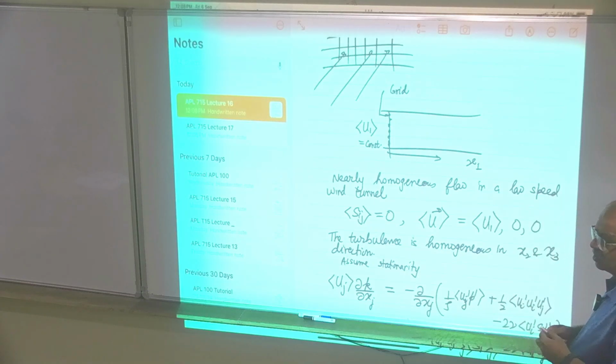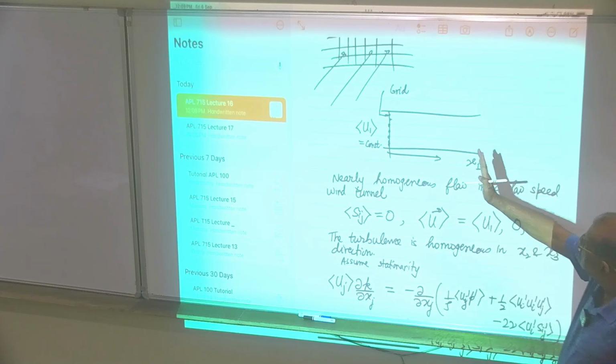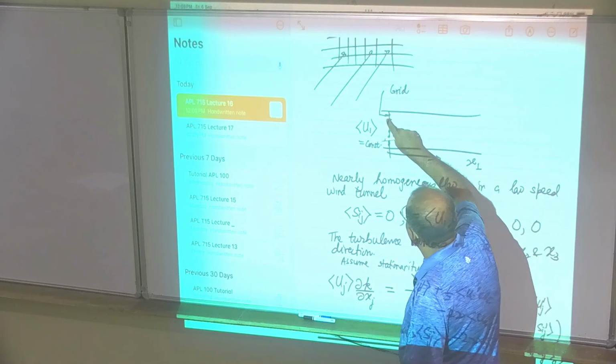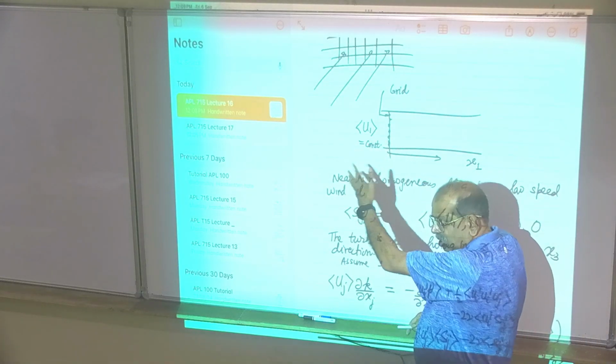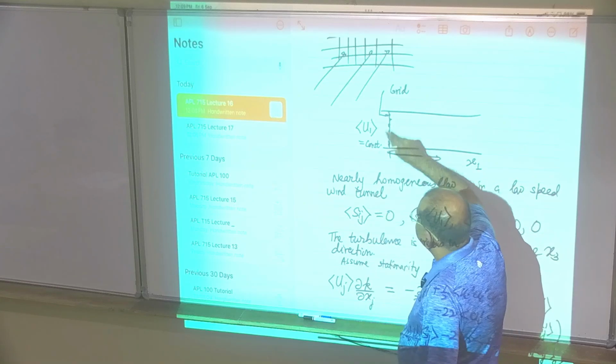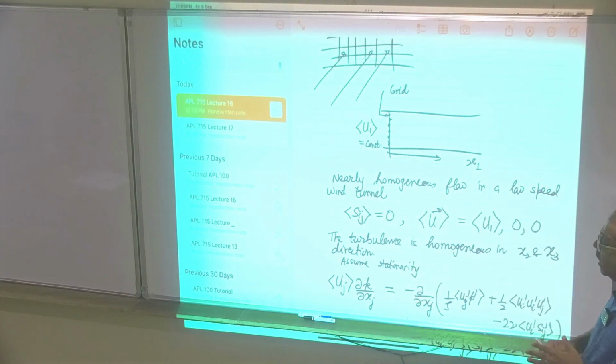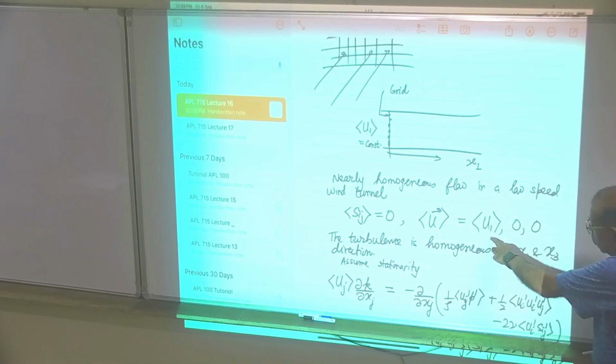The strain rate, mean strain rate will also be 0 because U1 is constant. Now, so basically we have the flow coming here. It's a turbulent flow. That means superimposed on this U1 will be U1 prime, U2 prime and U3 prime. U1 is just the mean velocity. Flow is turbulent, so therefore the turbulent components will be in all the three directions.